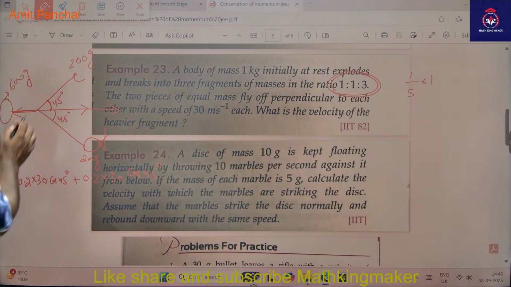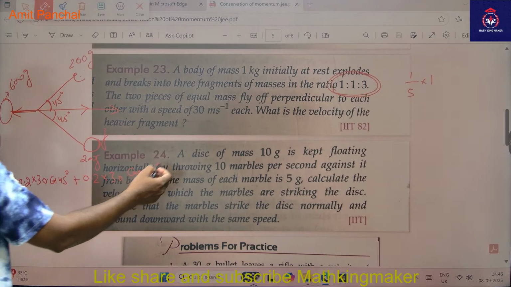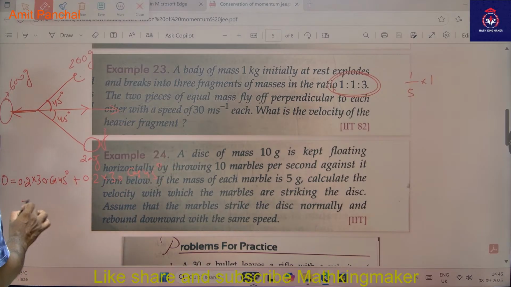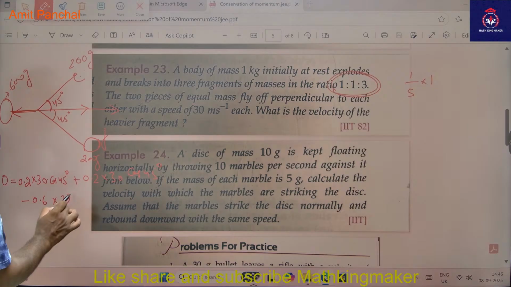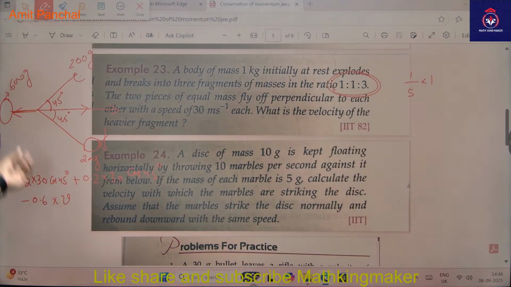Now this third body is moving in the opposite direction. So what will be its momentum? Its momentum will be negative of mass, that means 0.6 into the velocity. Let us say the velocity of this body is v.